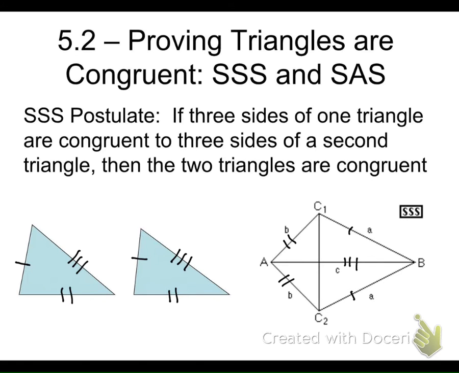Okay, so this is the SSS Postulate. It stands for side, side, side. So the side, side, side, or SSS, is if 3 sides of one triangle are congruent to 3 sides of a second triangle, then the two triangles are congruent. So if 3 sides of one triangle are congruent to 3 sides of another triangle, it's going to be congruent. So here I have underlined 3 sides, 2 triangles are congruent.